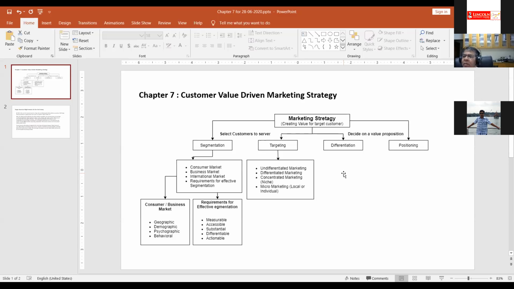And positioning also, they don't compete on low price. Yeah, low price. Then they charge a little bit more expensive, but they give more entertainment and facility. That is my understanding of this company.